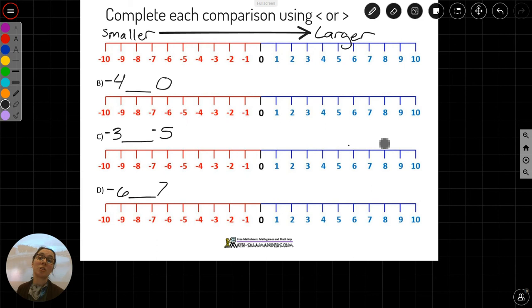So let's look at these numbers. What we're going to do is place them on the number line, and then see which one is farther left or right, and then put the right symbol in. So let's go ahead and start placing some numbers. In the first corner, we have negative 4 and 0. So let's start by finding negative 4.